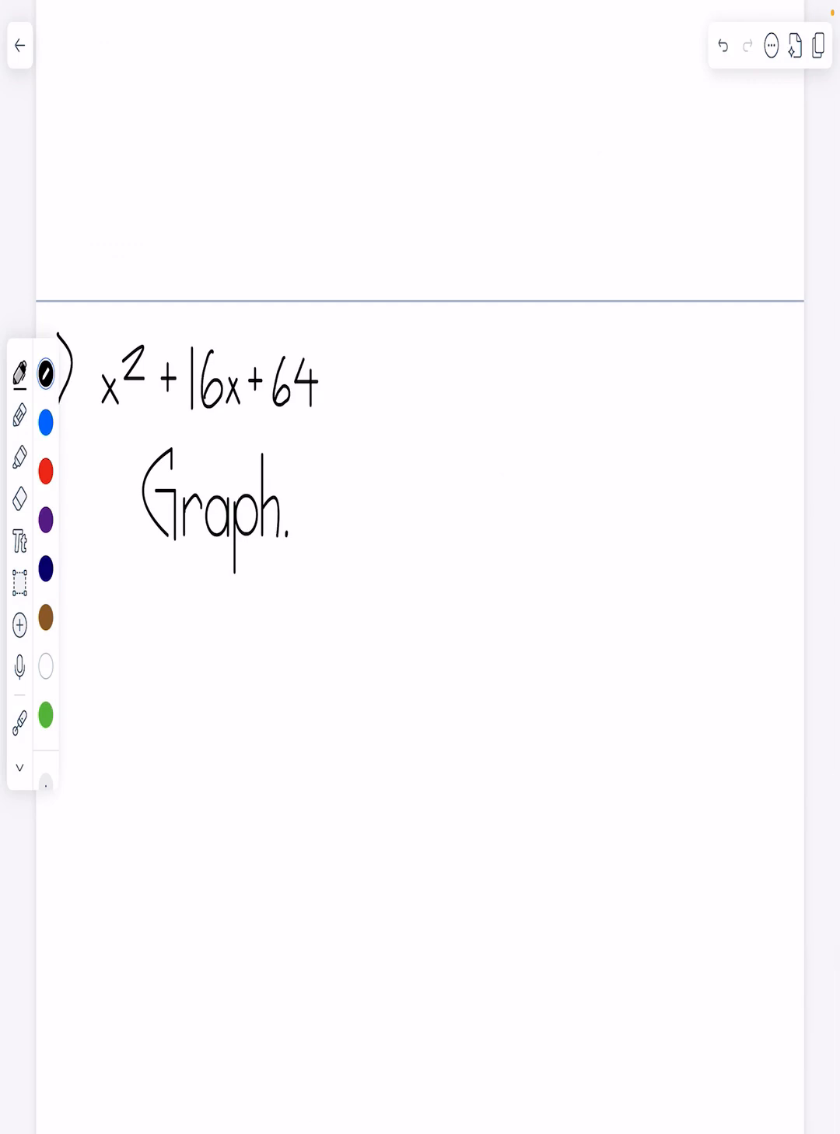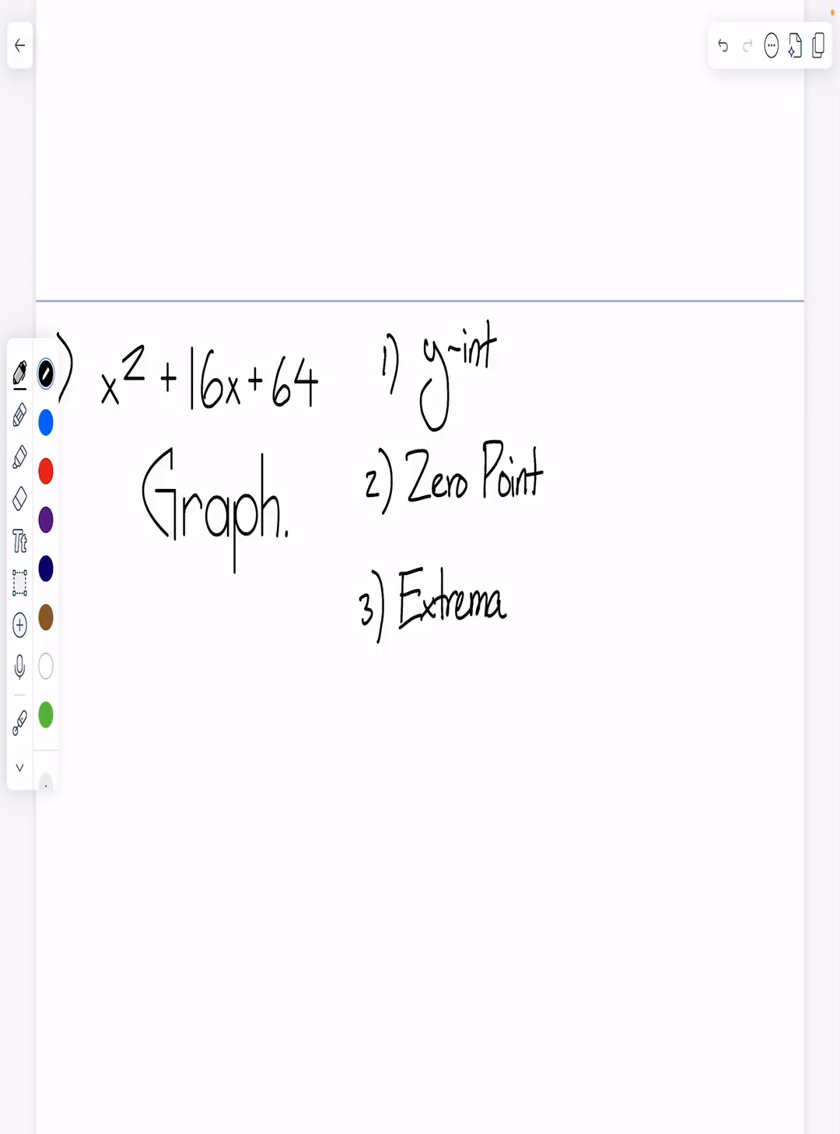So for quadratic functions, there's a few rules that you must follow. For quadratic functions, you must know your y-intercept before you graph. You must know your 0 points. And you must know your extrema. Your extrema value is where you have a min or a max.